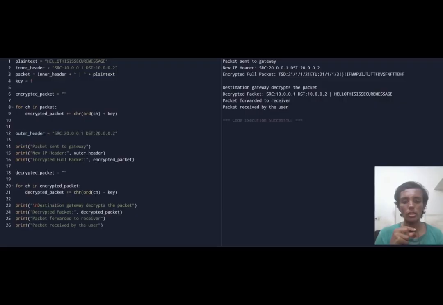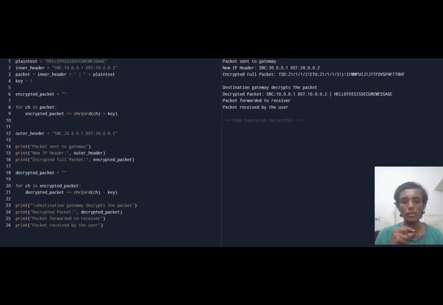Now let's look into tunnel mode. In this mode, the entire original packet, including the header and the data, is encrypted. Then a new IP header is added to it. In our program, we use the same message, "Hello, this is secure message," and add it with the destination IP address to form a full packet.